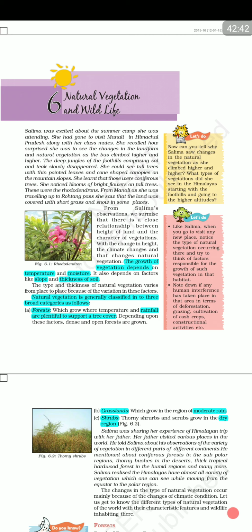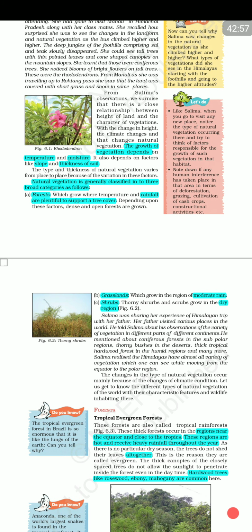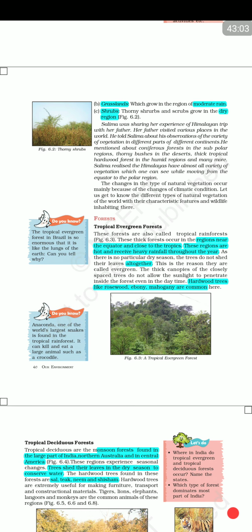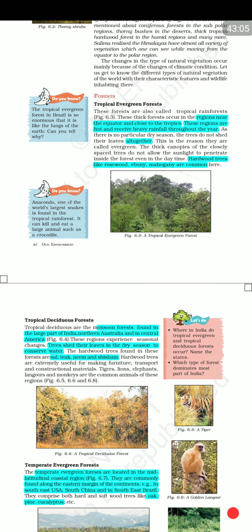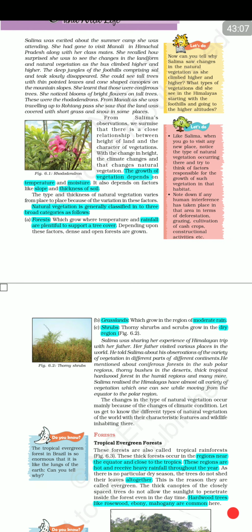Natural vegetation can be classified into 3 broad categories: the forest, the grasslands, and the shrubs. The forest grows where the temperature and rainfall are plentiful to support a tree cover. The grasslands grow in moderate regions and shrubs grow in the dry region. Now let's move to the forests, grasslands, and shrubs in detail.